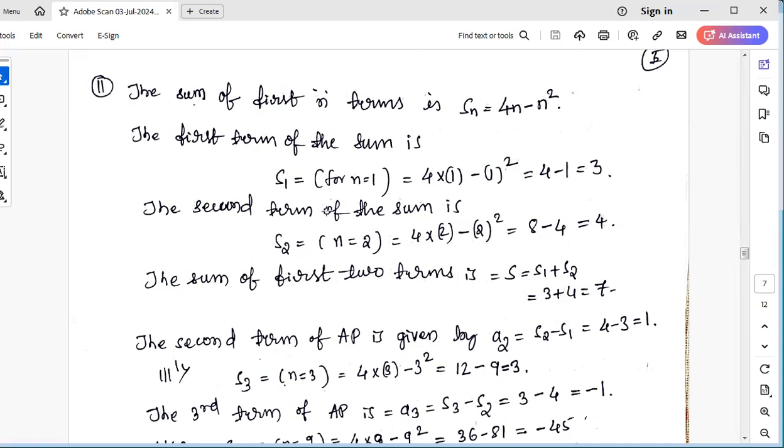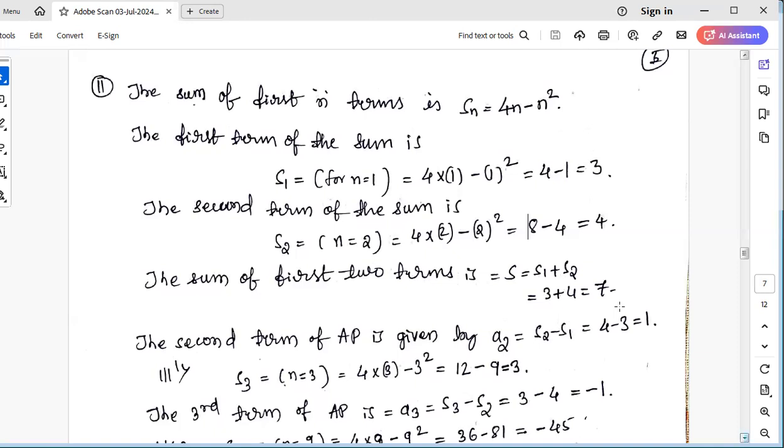Similarly, find out the second term of the sum, S2. Put n equal to 2. This is equal to 4 into 2 minus 2 square. 4 into 2 is 8. 8 minus 2 square, which is 4. So 8 minus 4 is 4. So this is the second term. Then the sum of the first two terms is S1 plus S2. As you know, S1 is 3 and S2 is 4, so 3 plus 4 is equal to 7. So this is the sum of the first two terms.